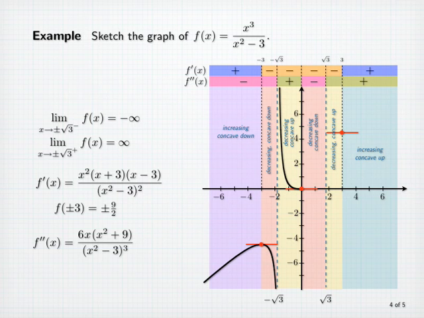Then between 0 and positive root 3, we use the fact that the function is decreasing, the graph is concave down, and the function approaches minus infinity as x approaches positive root 3 from the left. Then between root 3 and 3, our function is decreasing, the graph is concave up, and so we draw this part of the graph, and then we continue the graph for x greater than 3 in such a way that the function is increasing and the graph is concave up.